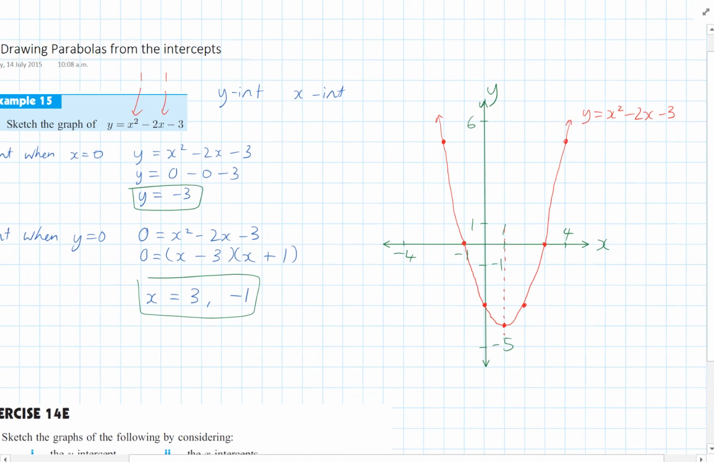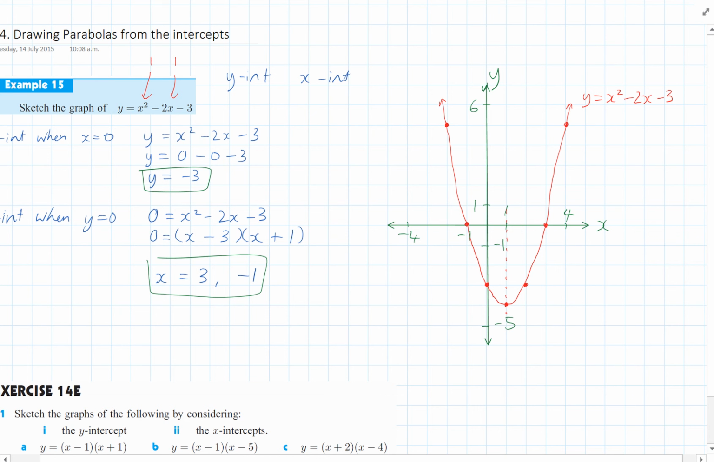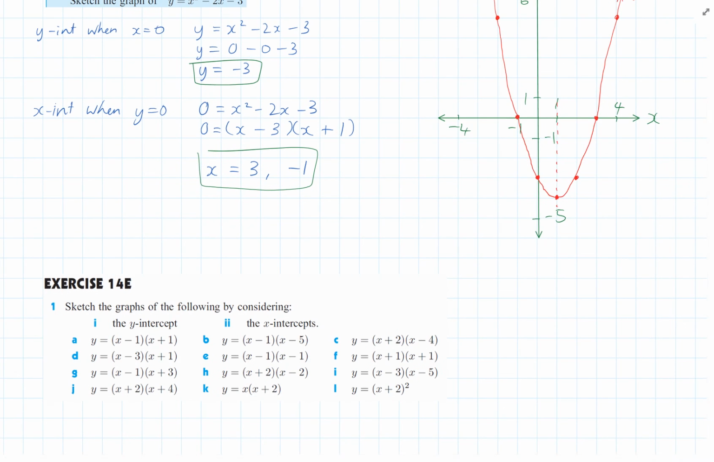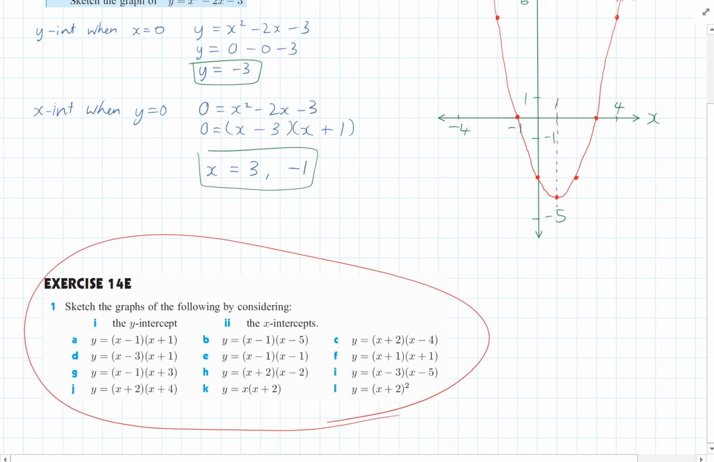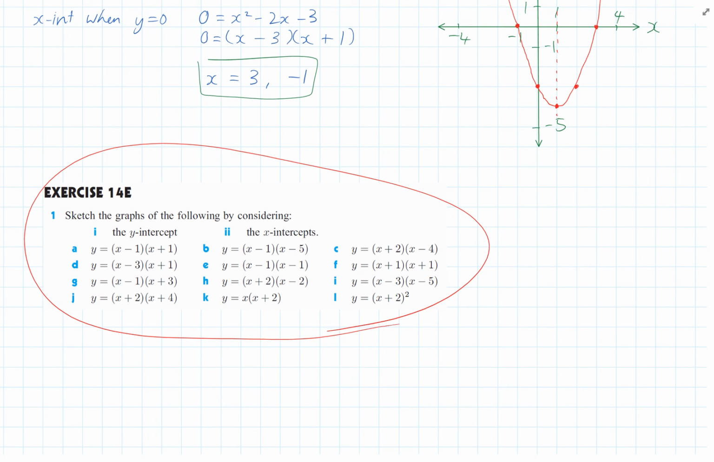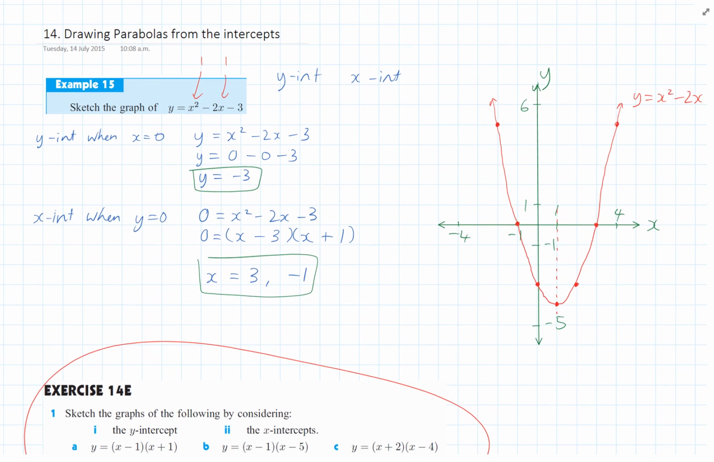Okay, so that's how we can use intercepts and a few rules that we know about parabolas to make it easier to plot them. So you can have a go at doing those with these questions underneath, and it looks like I need to put some answers in there for you as well.